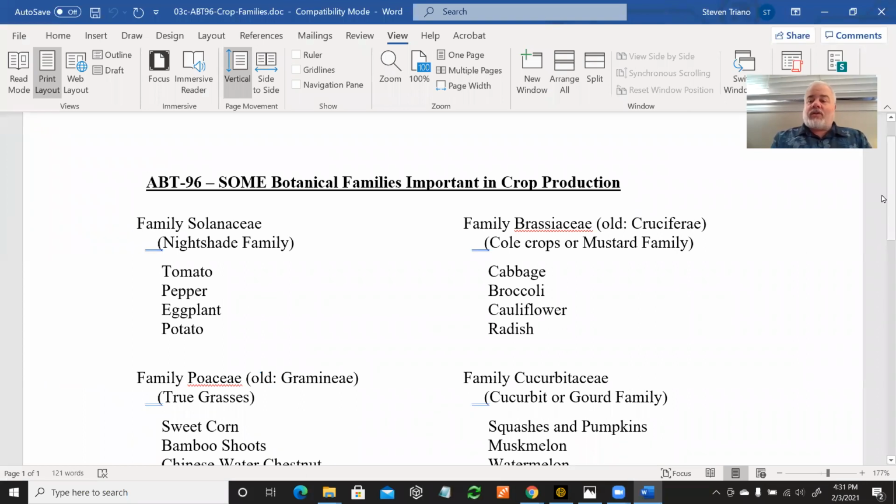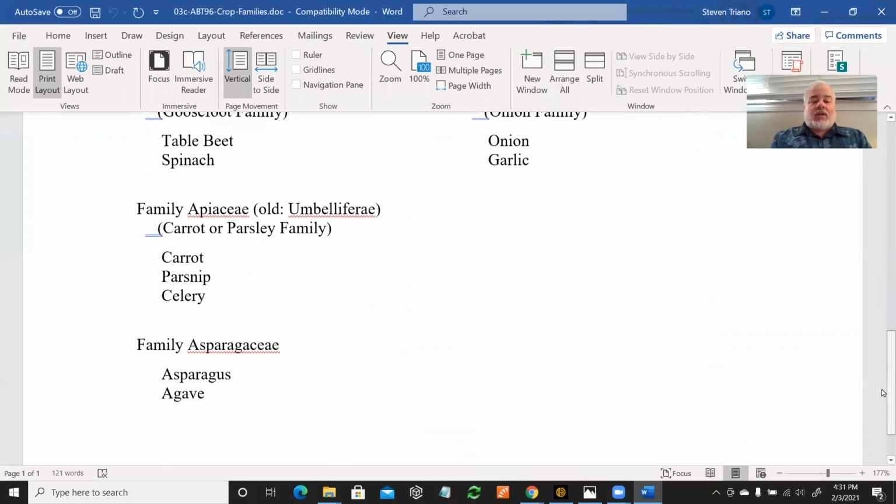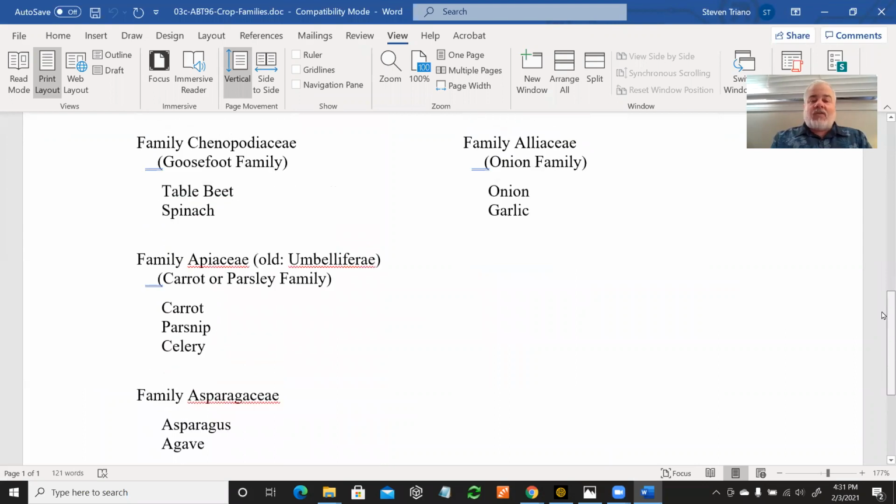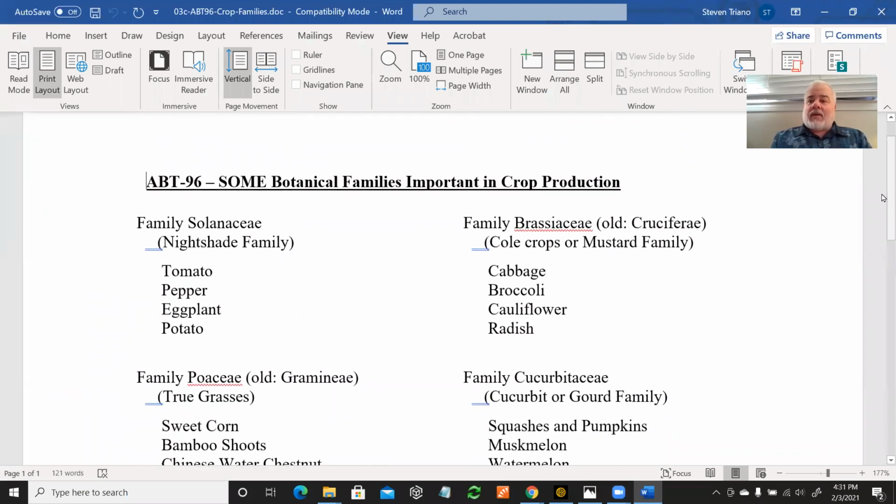It is a very short file, just this list of 2, 4, 6, 8, 10 families out of the many families that are in plants. I've narrowed it down for you to learn to 10. And so you should know the name of the family. You should know the common name of the family, which is the plant that represents the typical member or the type member of the family, and some examples.